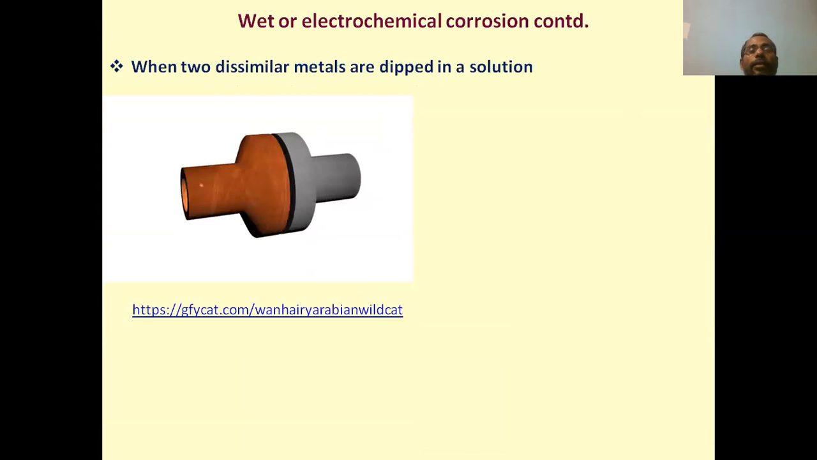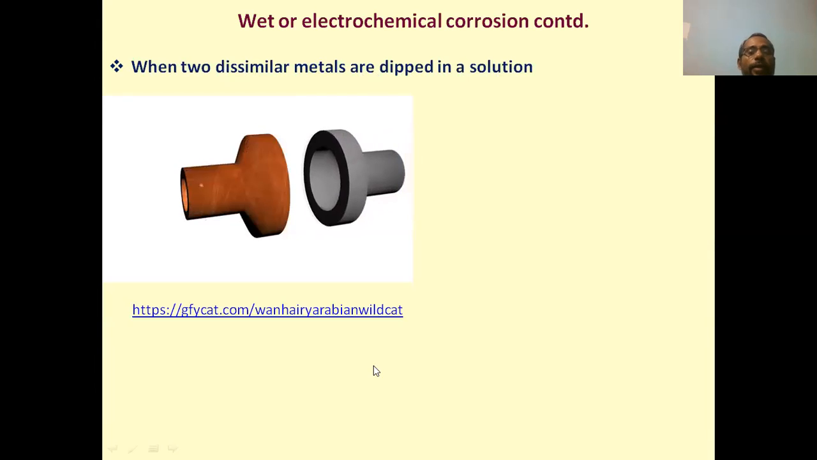So here is another example of wet corrosion. When two dissimilar metals are dipped in a solution, this corrosion also takes place. Let us have a look into this. It contains two parts, this is one part and this is another part. When both come in contact and they're dipped in a solution, they will come in contact with a conducting liquid. Then one of the metals undergoes corrosion. Which metal undergoes corrosion? The metal where oxidation takes place, the metal which acts as an anode.